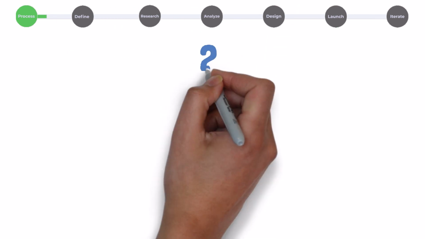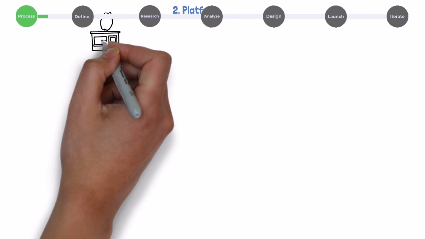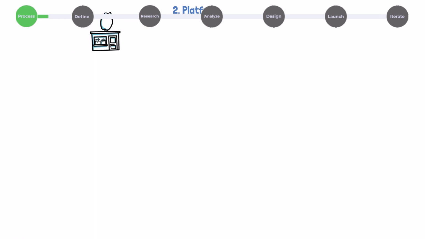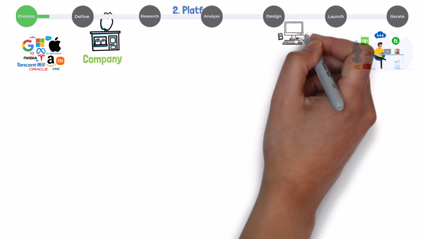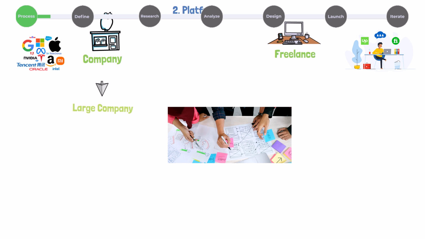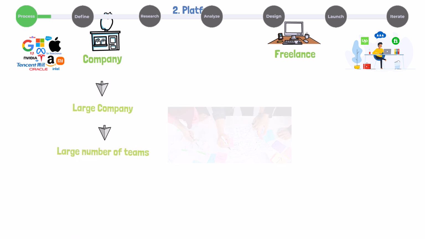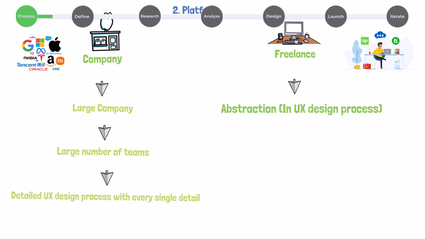Second, platform. Our UI UX design process also depends on the type of platform, such as the UI UX design process will be different if you are working for a company or as a freelancer. Also, the size of the company matters a lot. Huge companies follow every single detail, while in smaller companies a lot of abstraction is performed. As far as freelance is concerned, a lot of steps are skipped, but these things mainly depend on the client requirement. Different clients have different requirements and budget, and your UX design process will vary on that.